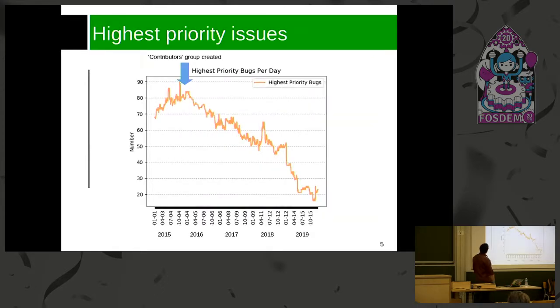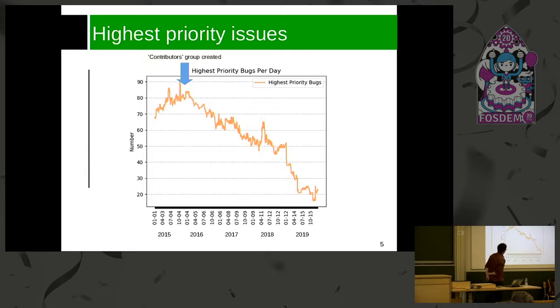Then I wanted to analyze how the number of highest priority issues progressed over the last years. This is from the last 5 years, and back in the day, there were around 80 highest priority issues in Bugzilla. We found out that normal users were increasing the priority of those bugs, so we had a really high number of priority bugs. At this point, we decided to create a contributor group, and from there, the number of highest severity bugs went down. Right now it's around 20. So the trend is going well. Ideally it should be zero, but at least the trend shows that it's going down.